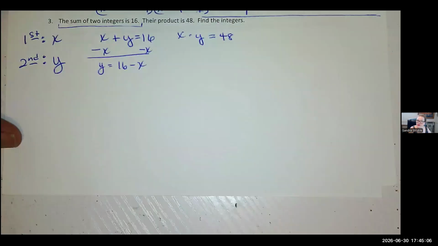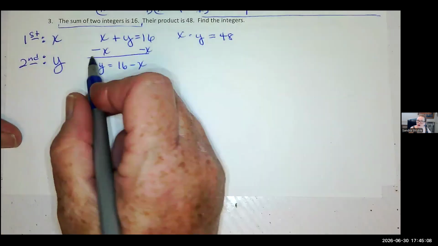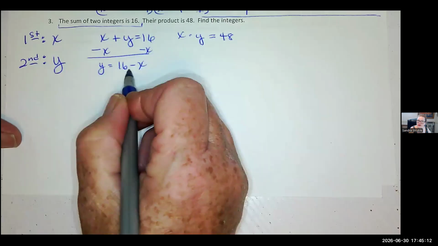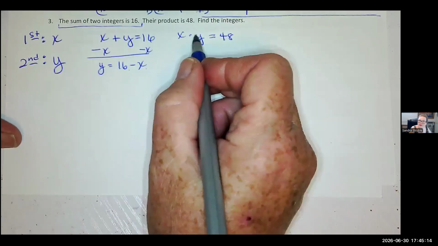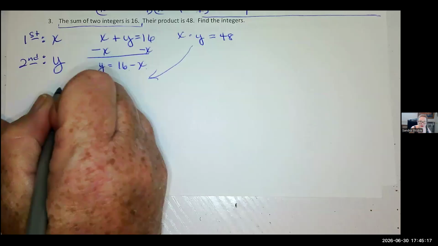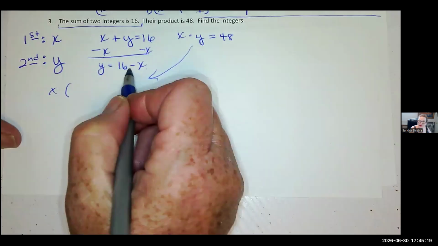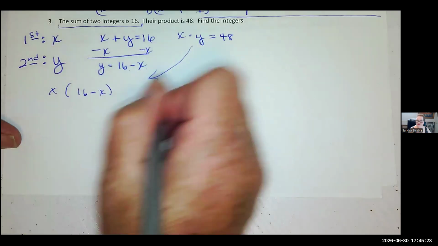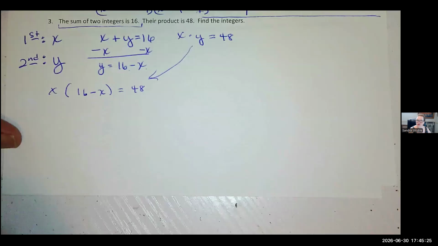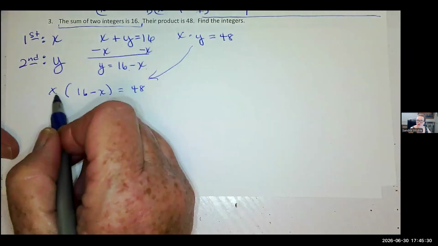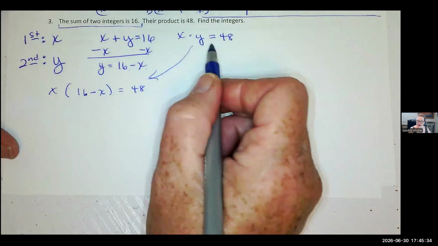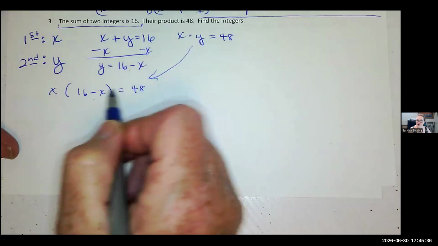Now, I've done that with this part. I'm going to come over here and go, okay, y is equal to 16 minus x. So I'm going to use this, and I'm going to go x times y, which is, I'm just going to substitute 16 minus x, equals 48. Okay, and all I did was I took the x times y, which is 16 minus x, which I substituted, equals 48.